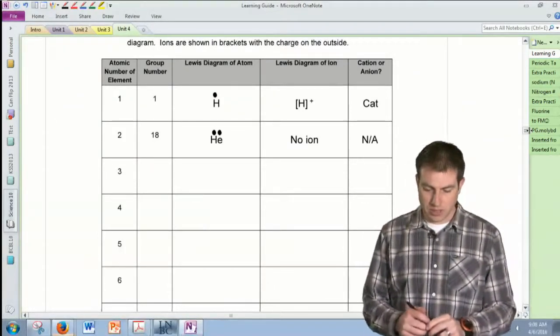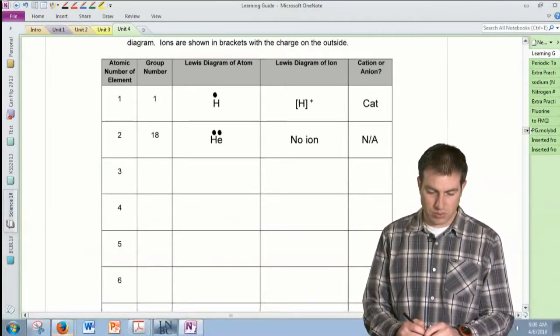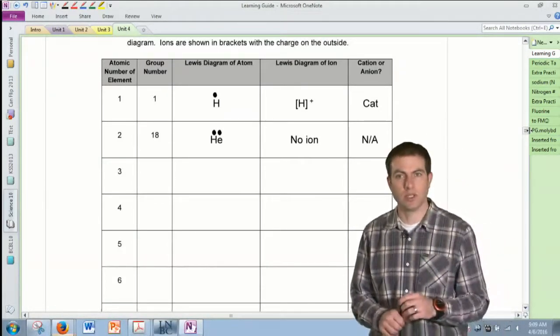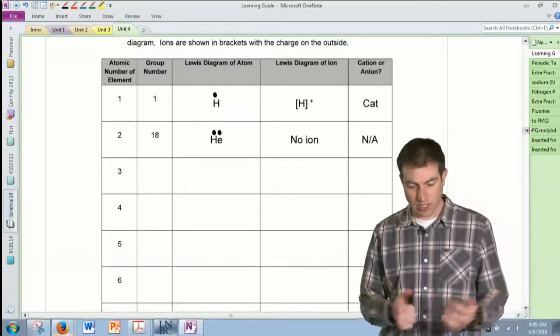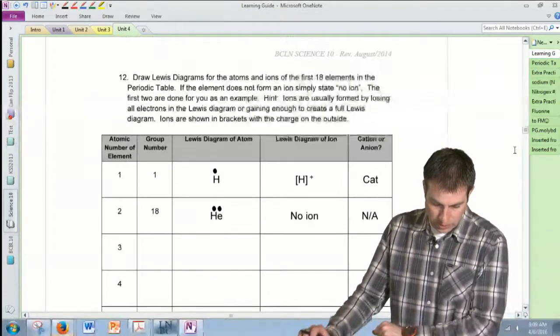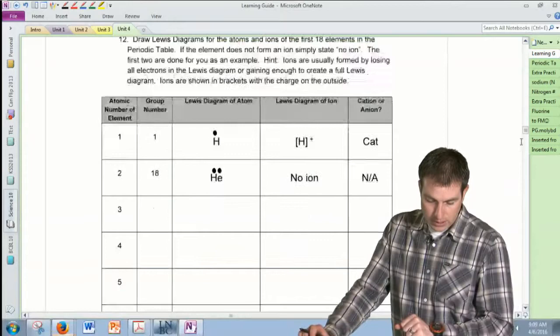I didn't really do a ton of examples of Lewis dot structures. You guys usually have a really good idea of the Bohr models, so this stuff generally comes pretty easy, but I didn't do any, so I could see why you'd be confused. Let's see what it's hoping for here. Draw Lewis diagrams for the atoms and ions of the first 18 elements.